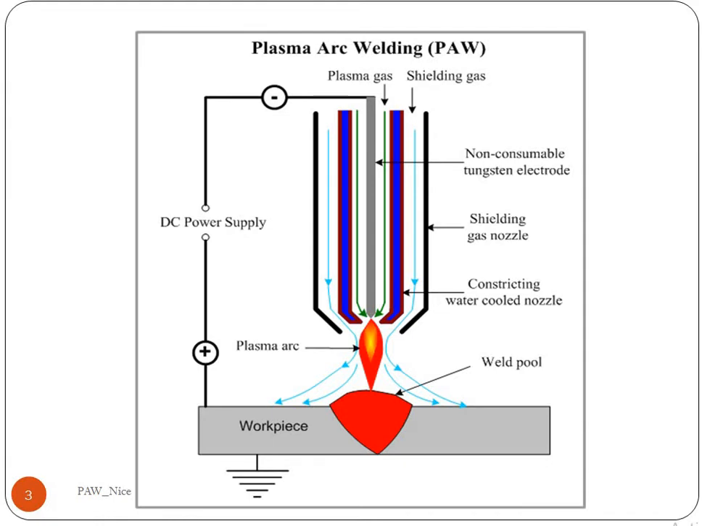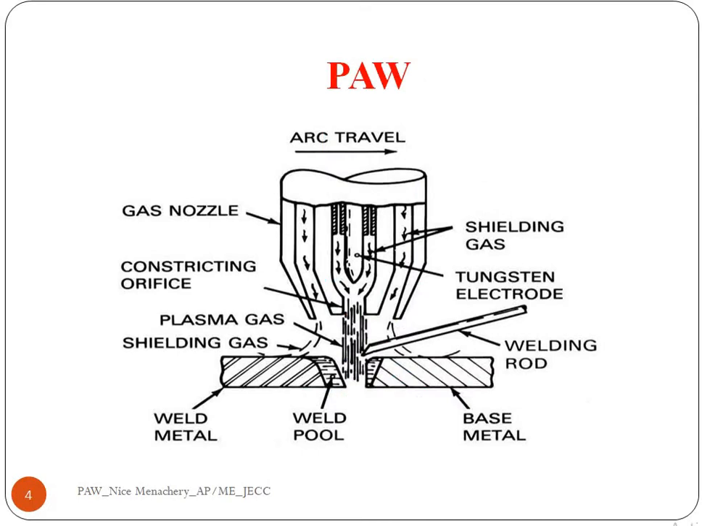This is the other figure of plasma arc welding, a little more explanatory. The plasma arc, the hot ionized gas, is directly fed onto the workpiece where it should be welded, and it is cooled by the water jet. The outside of that arc is shielded by a shielding gas like argon or helium, etc. So this is the basic principle.